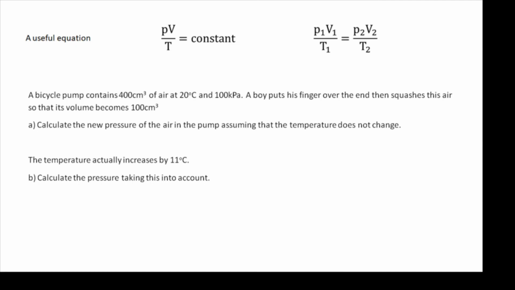And then part B, the temperature actually increases by 11 degrees centigrade. Calculate the pressure taking this into account. A very common part A, part B, short answer A-level question. So you can have a go at it now.